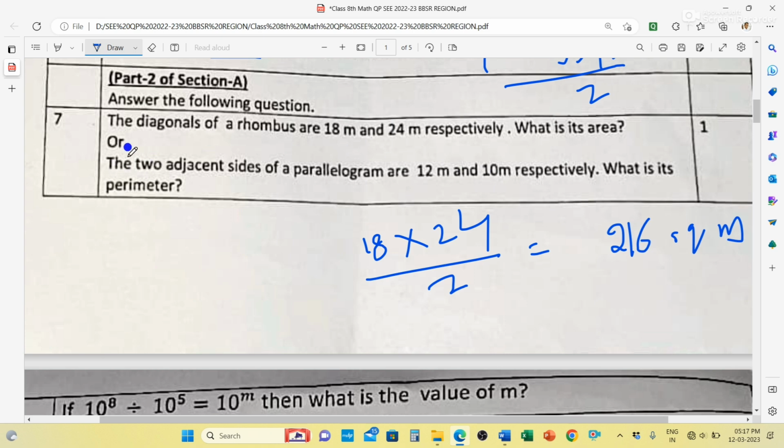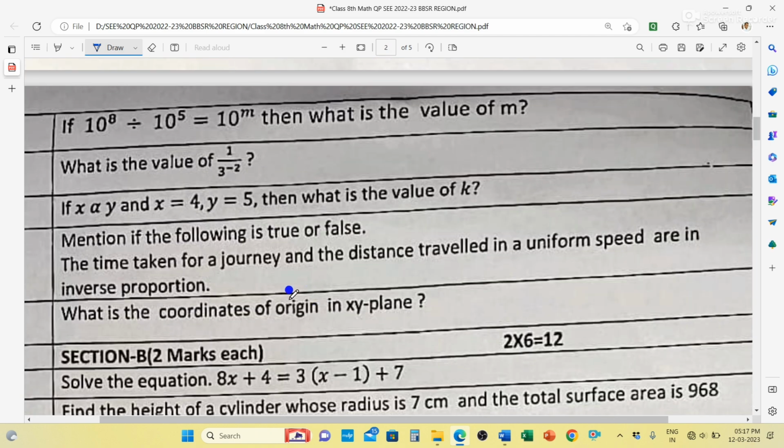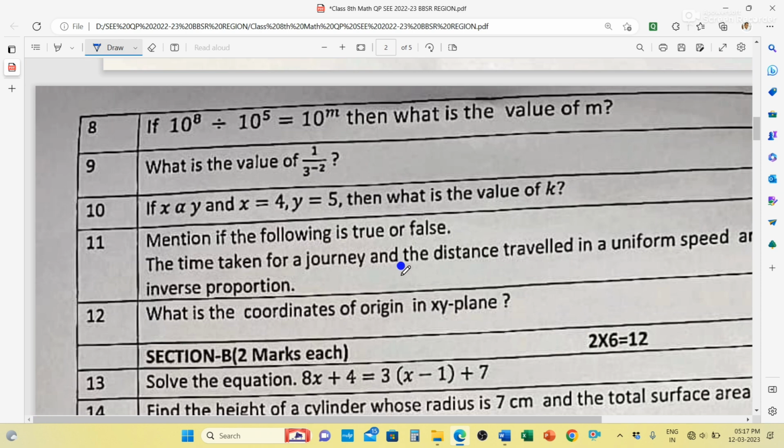Next, the two adjacent sides of a parallelogram are 12 meter and 10 meter respectively. What is its perimeter? This is a parallelogram. Here two adjacent sides are 12 meter and 10 meter. This is 12, this is 10. You know, the opposite sides of a parallelogram are equal, so 12, 12, 10, 10. So total perimeter will be 12 plus 12 plus 10 plus 10. It will be 44 meter. Now next question, that is question number 8.